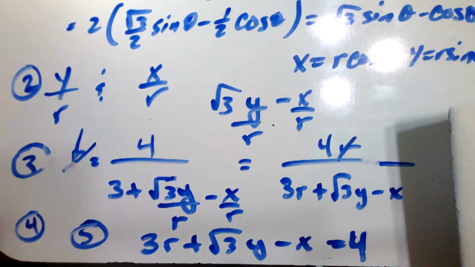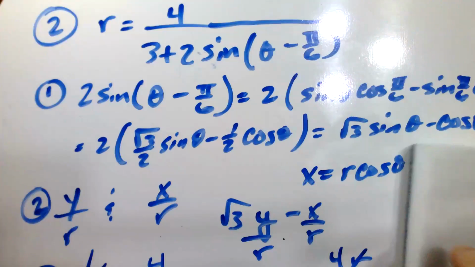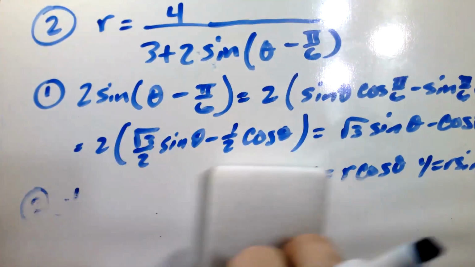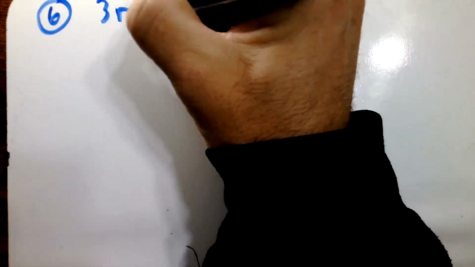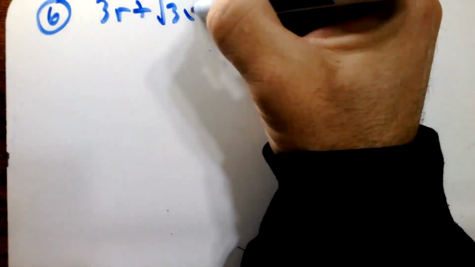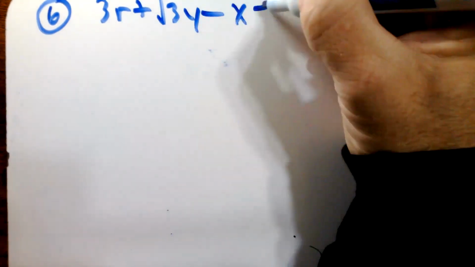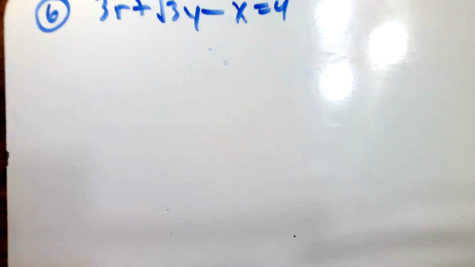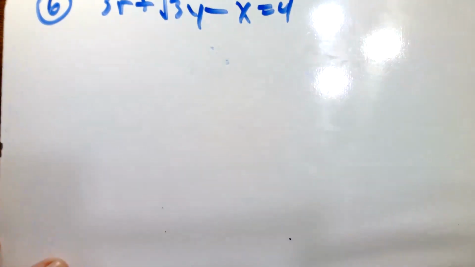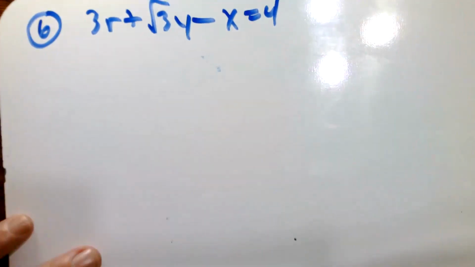So I need some room. I'm going to go ahead and erase this previous work to give us some space up here, and I'll recopy this bottom part up here. So we're on step 6. So this is 3r plus square root of 3y minus x equals 4. Very good. So it says to square both sides in step 6.